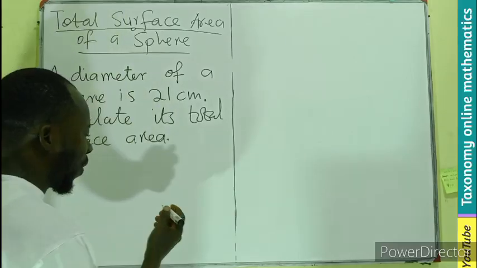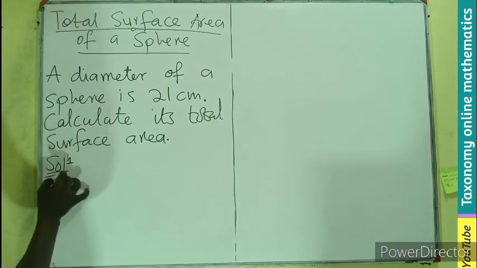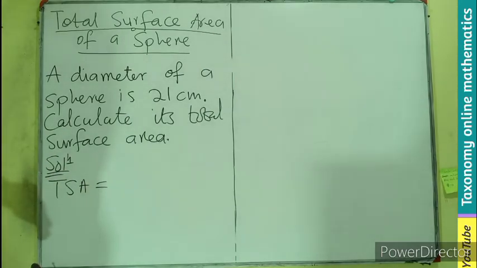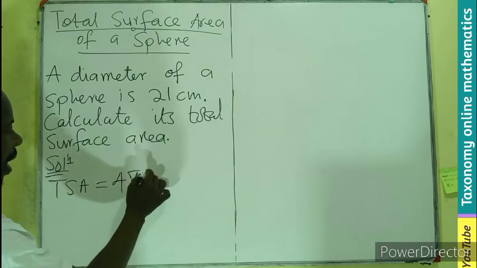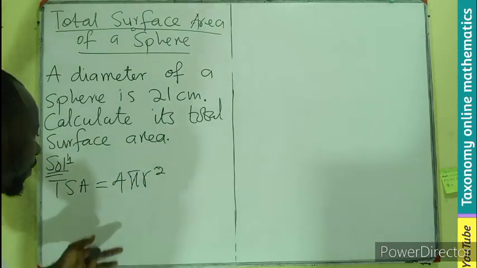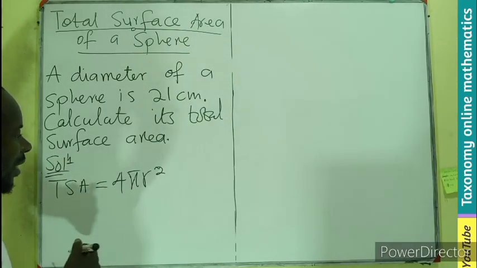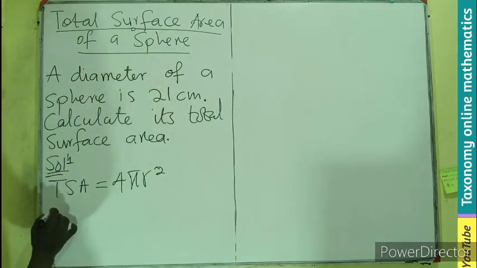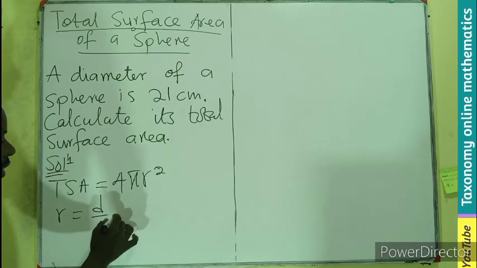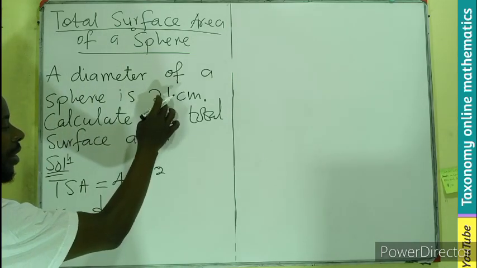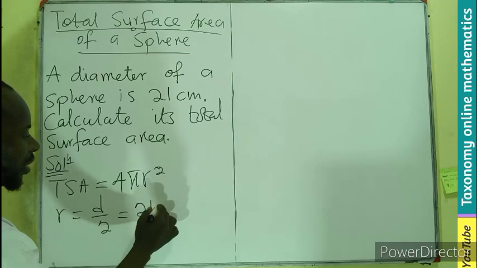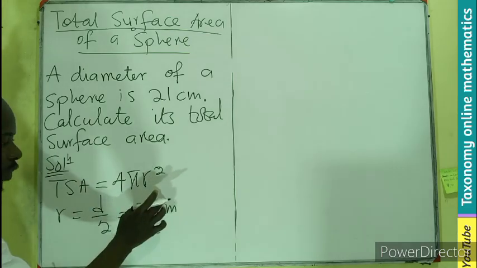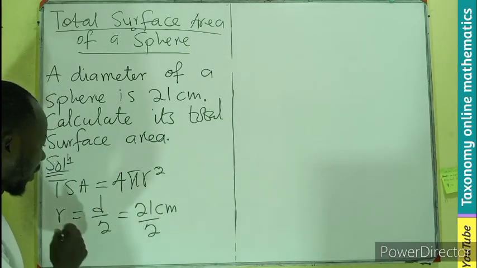Let's recall what we learned about the total surface area. The total surface area is given as 4 pi r squared. Remember how we derive this? In this case we need the r, but we are given the diameter. So we know r is the diameter over 2, where our diameter is 21. So 21 centimeters divided by 2 will give us the radius. We can use it raw since 2 is not a factor of 21.